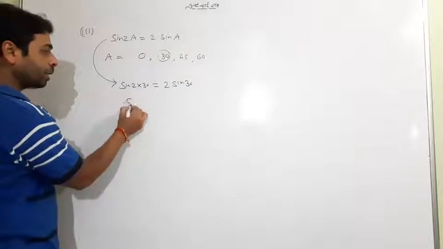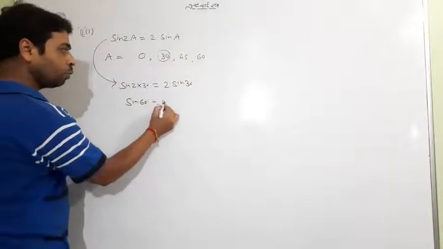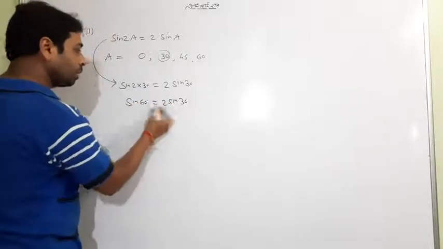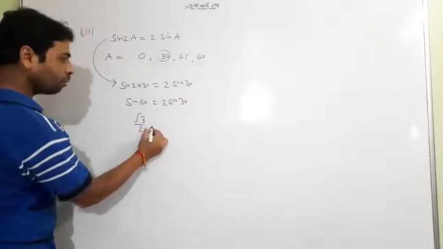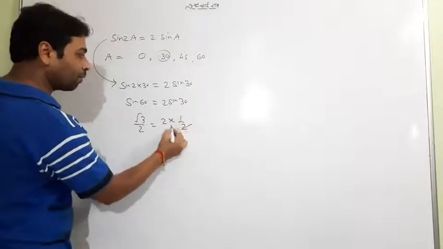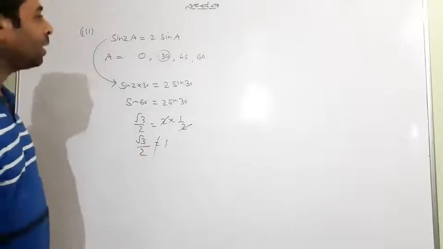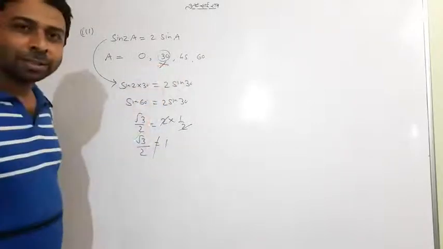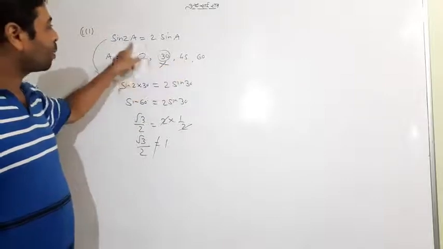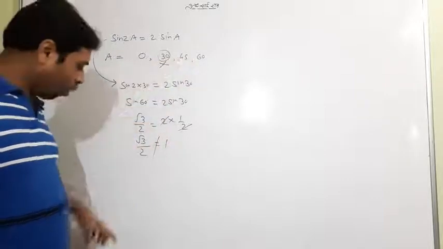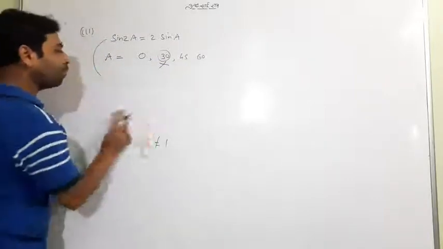Sine 2 into 30 is sine 60, is it equal to 2 sine 30? Sine 60 is root 3 by 2 and sine 30 is a half. Does it equal? No, they are not equal, meaning this value is incorrect. Similarly, you can take 45, you can take 60, all values. So we want to check from the beginning.